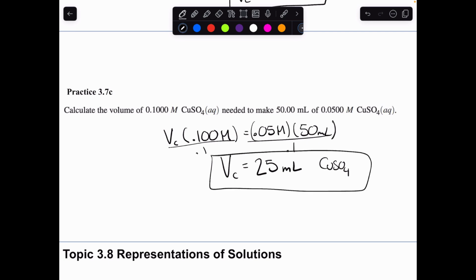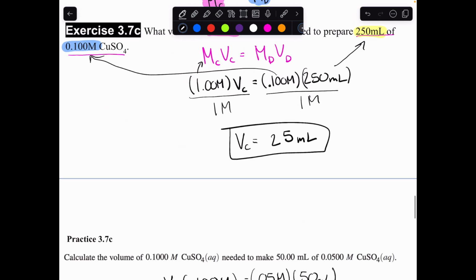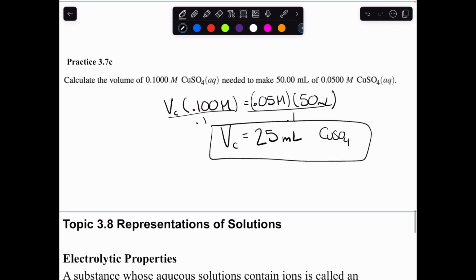Once again, on the second half of homework 3.7, you'll find some dilution type problems. So once again, you can come back and reference these if you need help.